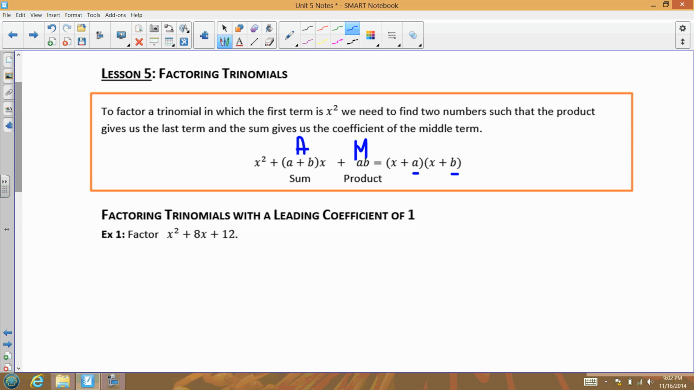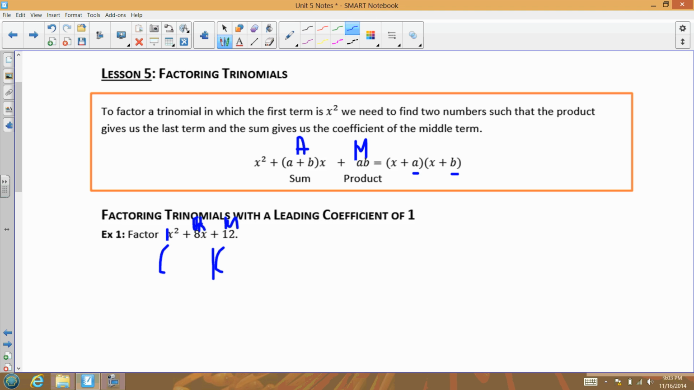Here's a trinomial in the form x squared, x, and a constant. This is called a quadratic trinomial, in quadratic form. The leading coefficient is 1, because the number in front of x squared is really just a 1. So I'm looking for numbers that add to 8 and multiply to 12. I remember it as a comes before m in the alphabet, so add, then multiply. The 8 is what we're adding to, the 12 is what we're multiplying to.